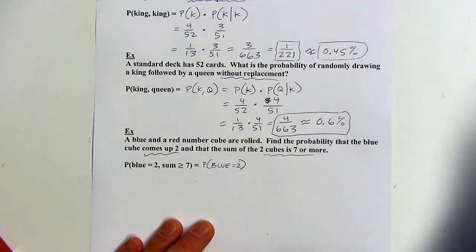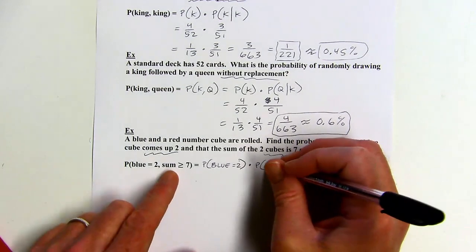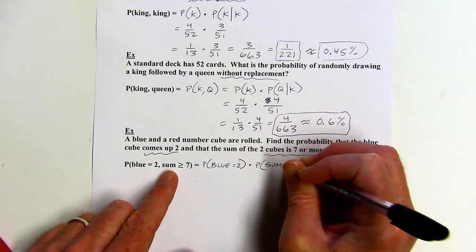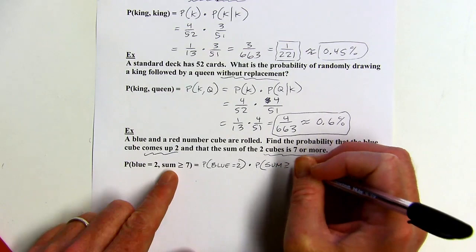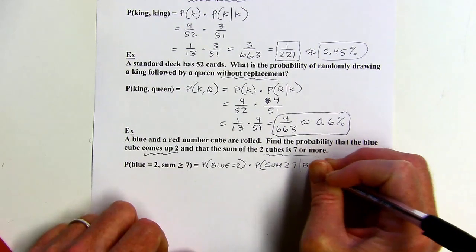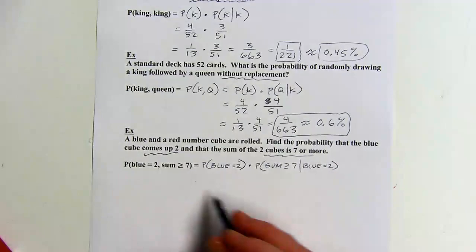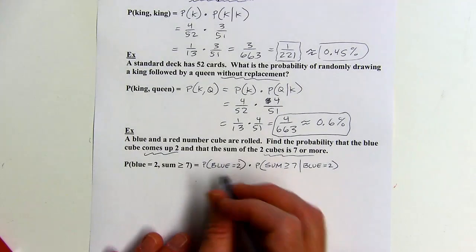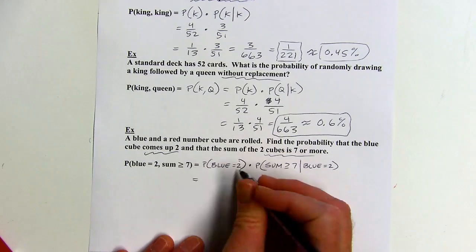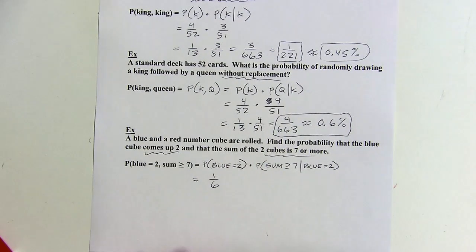And then we're going to multiply that by the probability of the sum being greater or equal to 7, assuming that we already know the blue cube is a 2. Okay? All right, so the first cube coming up a 2, well, that's 1 out of 6 things that can happen, right? So that probability is 1/6.